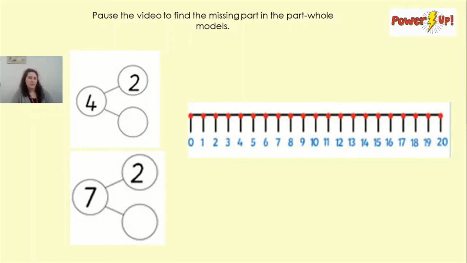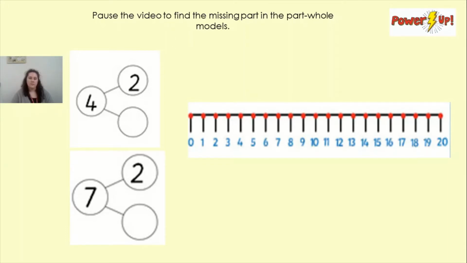So have a very quick chat with the person you're with and talk about what you can do if you've got a missing part. Can you add? Can you take away? Can you find the difference? What can you do? Have you discussed? Well done. The things that you can do is either take away or find the difference to find that missing part.